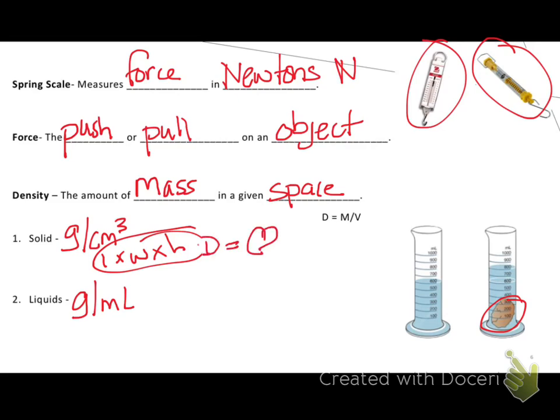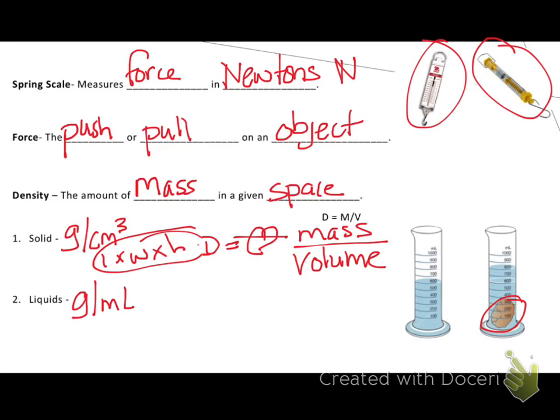So it's going to be density equals mass divided by volume. And the way I like to remember it is density equals a heart. And when you divide the heart, because you're doing math and you're using division, you get mass divided by volume. We will do examples of that in lab, so you will get to put that into practice.